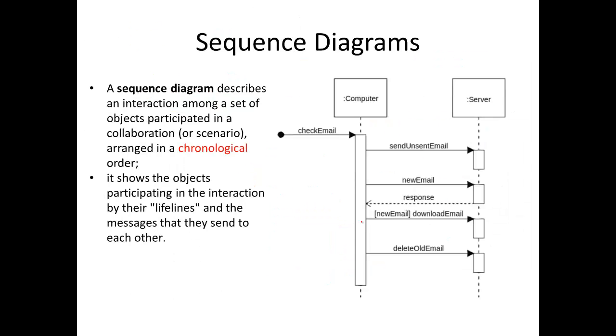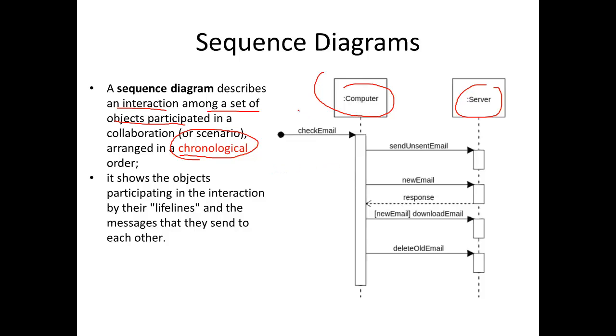Also, we have the sequence diagram. A sequence diagram describes an interaction among a set of objects. See here, we have two objects, a computer and a server. It describes the interaction between these two objects in a cooperation arranged in chronological order. Not static, it's dynamic.